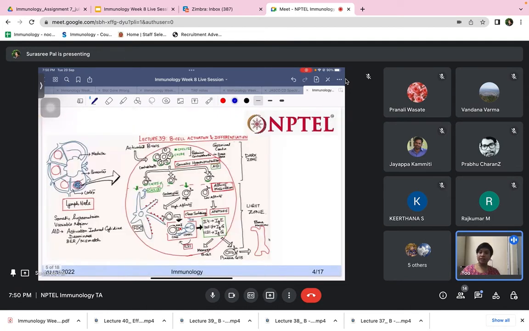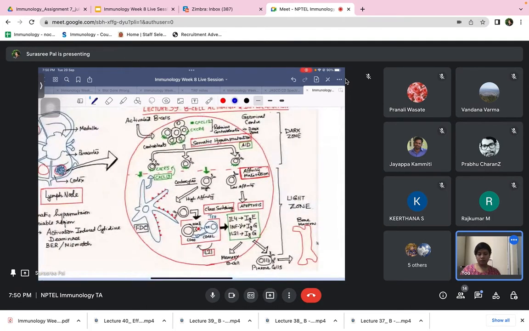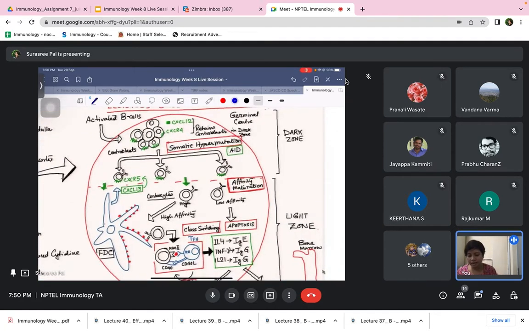Next, if we come to the differentiation process, so these activated B cells, I told you that they express this chemokine receptor CXCR4 on their surface. What is the role of this receptor? The CXCR4 interacts with this ligand CXCL12. CXCL12 is nothing but a chemokine, okay? And this interaction of this chemokine with this chemokine receptor retains these centroblasts. So these are called the centroblasts, or the activated B cells. It retains them in the germinal center.